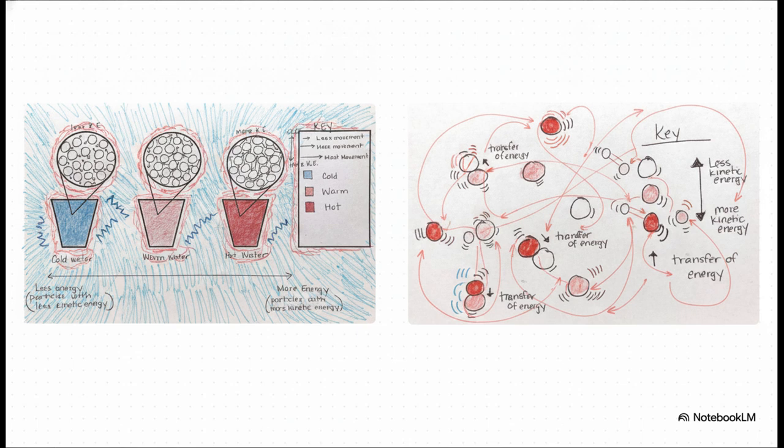It's kind of like a microscopic game of bumper cars. When a faster-moving particle with lots of energy collides with a slower-moving one, it transfers some of that energy over. The faster one slows down a little bit, and the slower one speeds up. This collision and transfer of kinetic energy, that is exactly how an entire sample of water warms up.